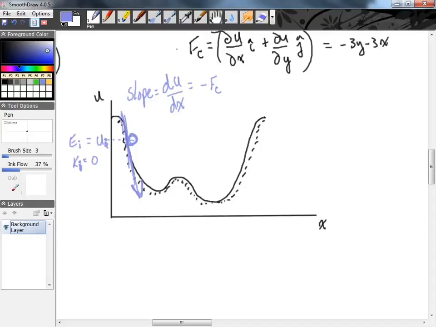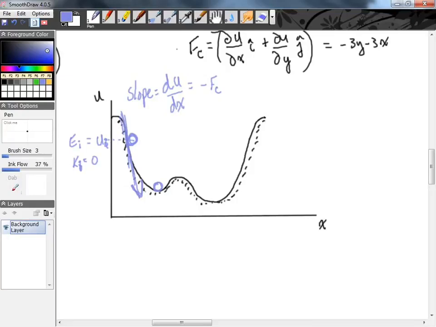The slope. Now, what happens if our ball gets to here? We take the ball and, with an external force, we stop it at this point right here. What's the slope of the line? It's 0, right?